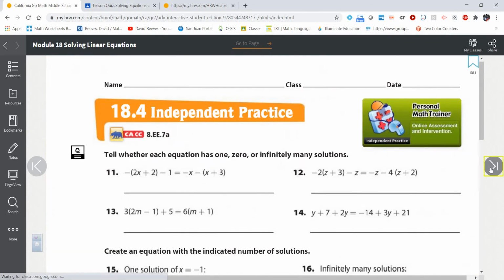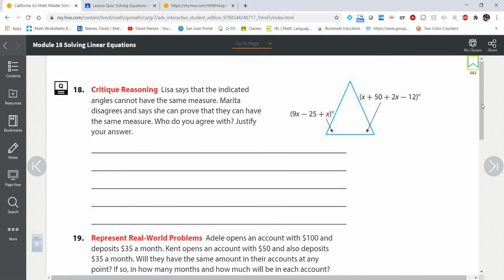In the first video I introduced lesson 18.4. In the second video I worked through a bunch of practice problems, but it got a little long, so I decided to make this third video where I can do some application problems. Just a few problems here at the end. I am on page 582 if you are interested in the Accelerated Math 7 textbook.